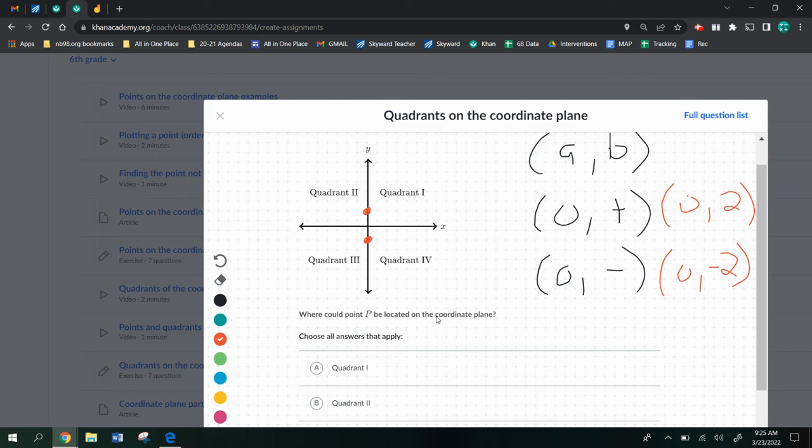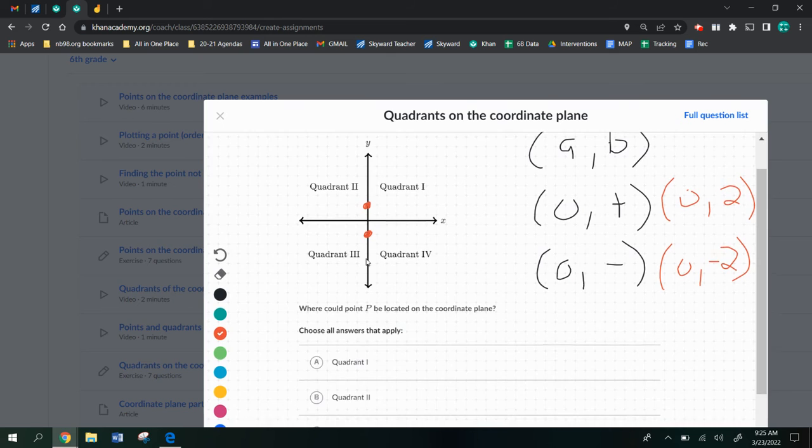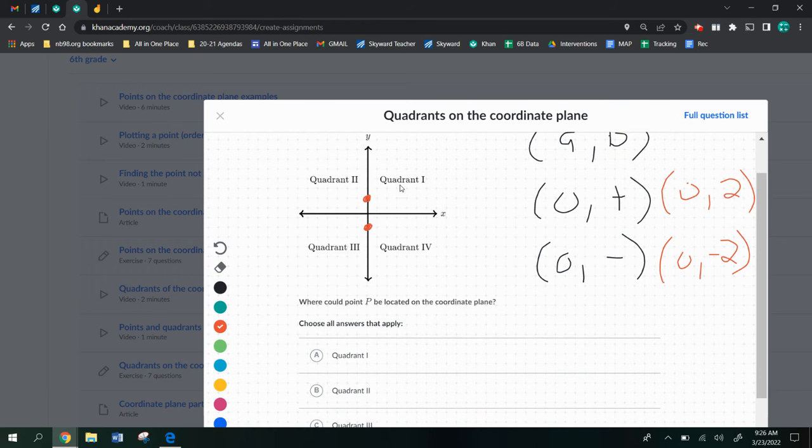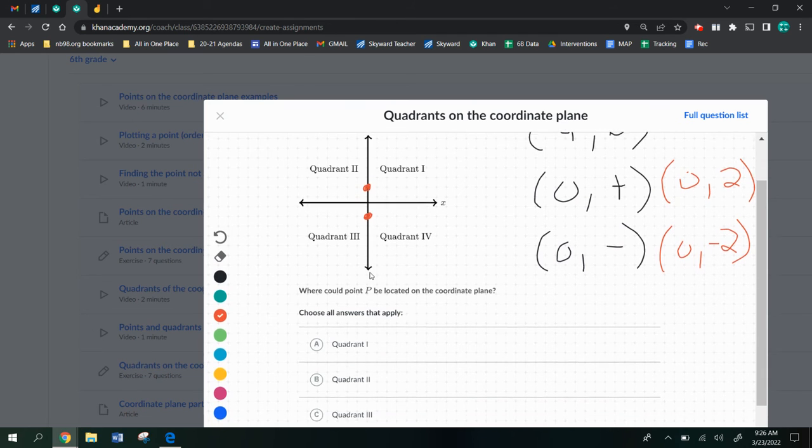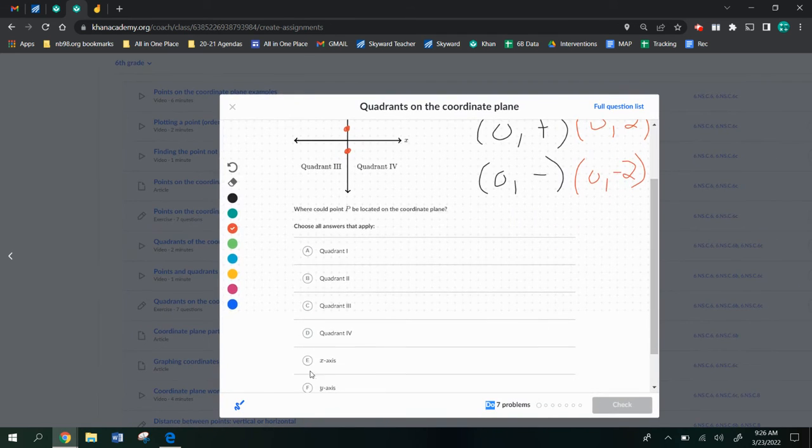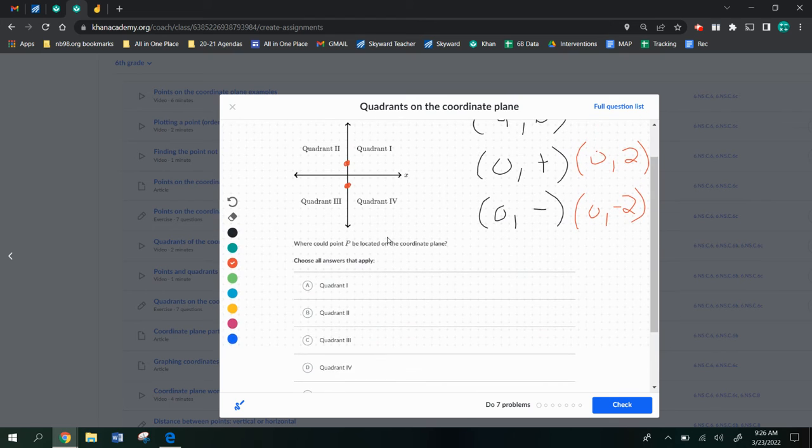Where could point P be located on the coordinate plane? So what do you notice about my 2 points? They're on the line with the Y. Again, that's called the Y-axis. It's not in a quadrant. They're not in quadrants because quadrants would be when you move to the right or left. So we're just going to say it's on the Y-axis. But it's always going to be on the Y-axis.